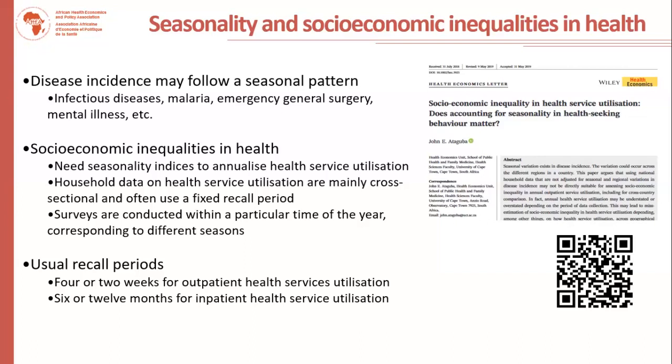Because these recall periods apply, they come to your house and say, in the last 1 month, how many malaria cases have you recorded? And you only tell us maybe 0 because they only came during the time when malaria is not present. And then you want to compute inequality, you will never get a good measure of inequality. Also, you will never get a good measure of annualized service utilization. So surveys that are conducted within a particular period of time are the kind of surveys that are problematic.